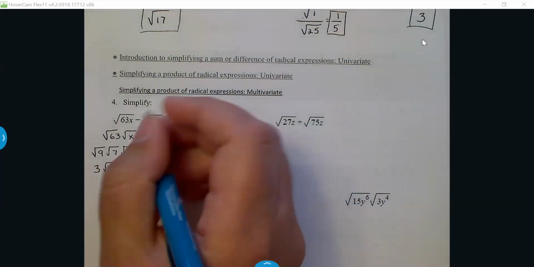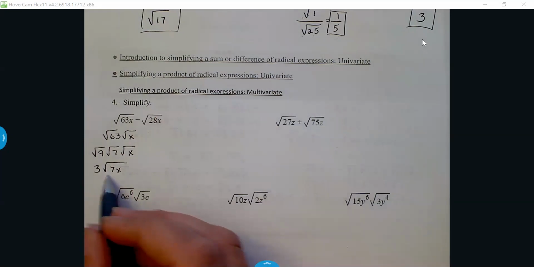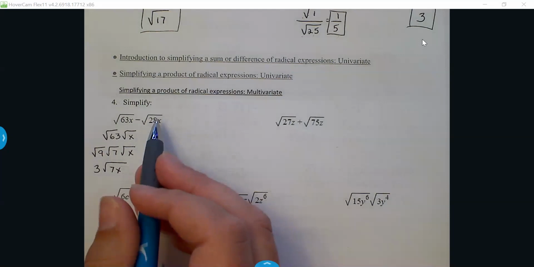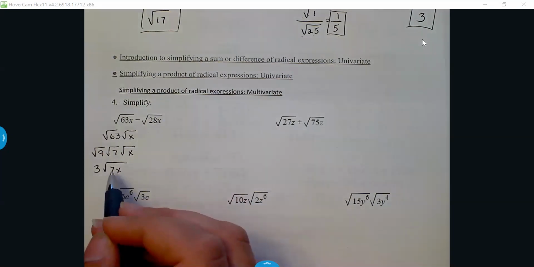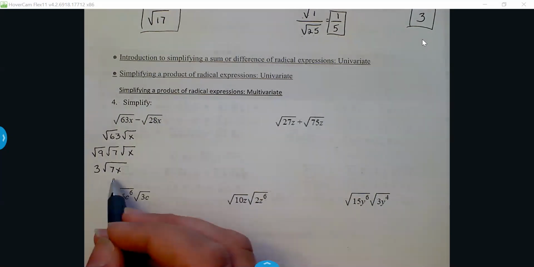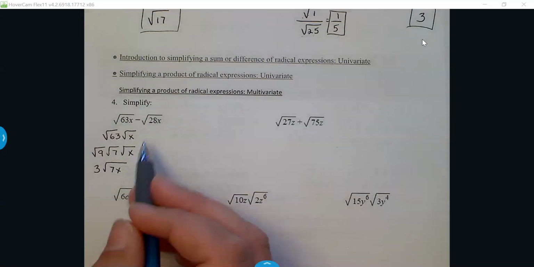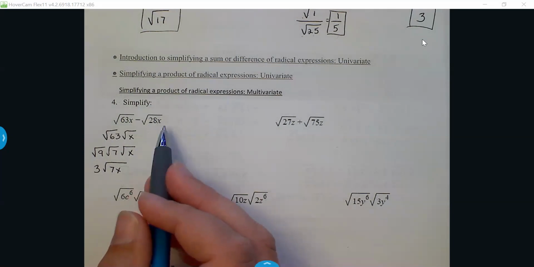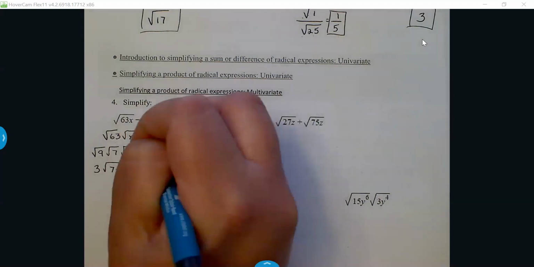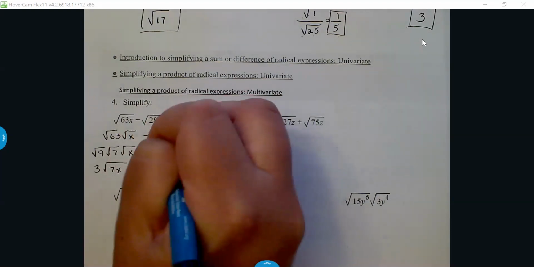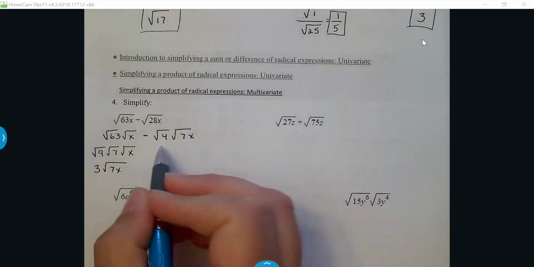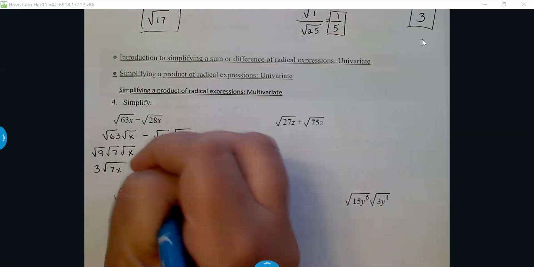I have to try to do the same thing over here. I want to get that 7x that I had over here. That helps me with this one. So what could I pull out of 28x that's going to give me 7x? Well, I know that 4 times 7 is 28. So I can do the same thing I did over here, or I could cheat a little bit. I can make this the square root of 4 times the square root of 7x, because I know that this had to be the 7x. So the square root of 4 is 2.